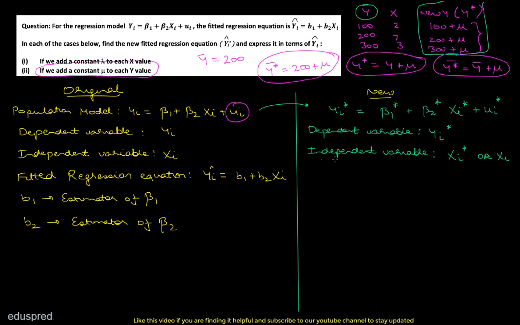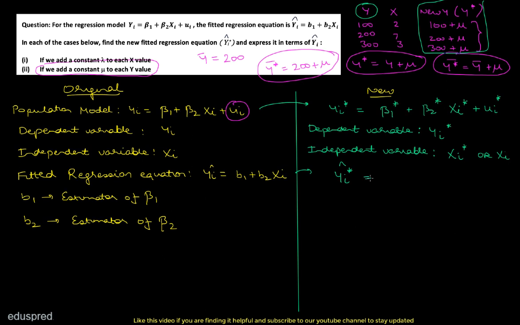Now in this case, if I want to write the fitted regression equation, then it will be yi star hat is equal to b1 star plus b2 star xi star. Similarly, b1 star is the estimator of beta 1 star and b2 star is the estimator of beta 2 star. Now once again we have to do the same thing.